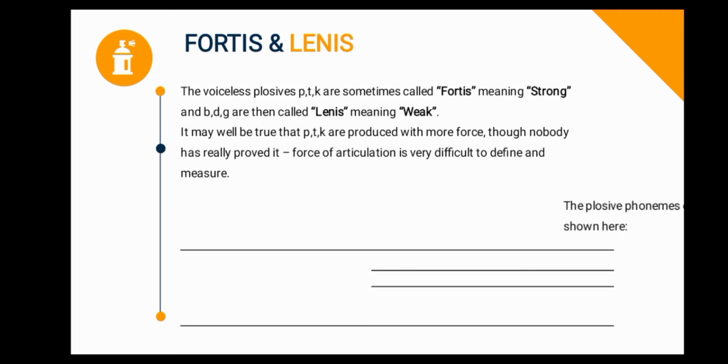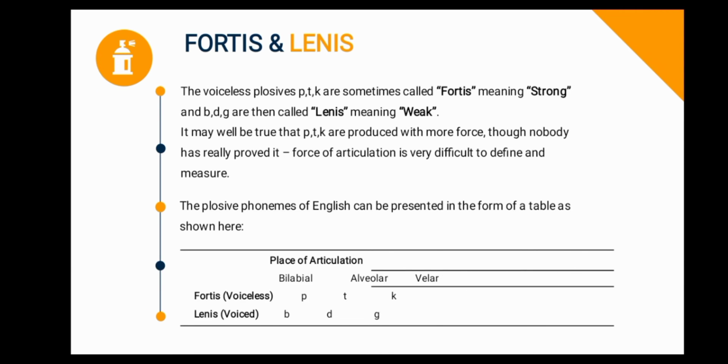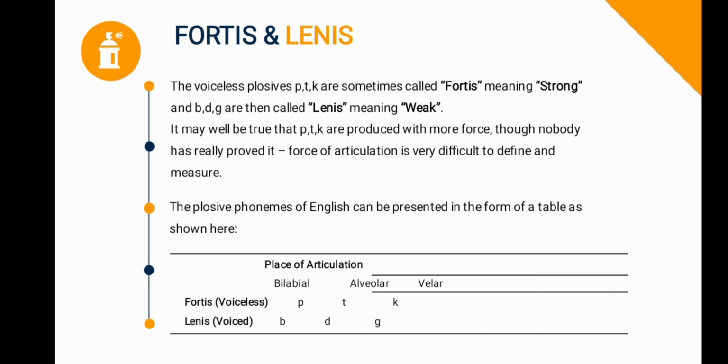Fortis and lenis. The voiceless plosives P, T, K are sometimes called fortis, meaning strong, and B, D, G are then called lenis, meaning weak. It might well be true that P, T, K are produced with more force, though nobody has really proved it. Force of articulation is very difficult to define and measure. The plosive phonemes of English can be presented in the form of a table as shown here.